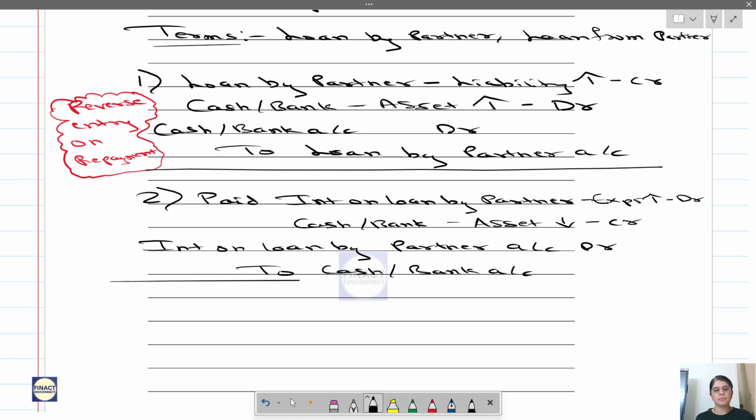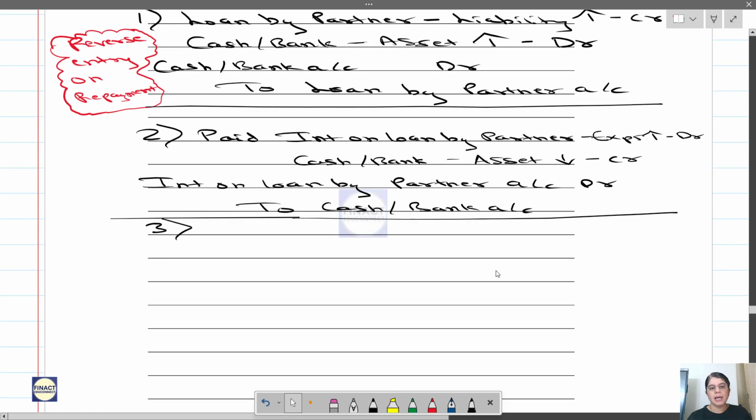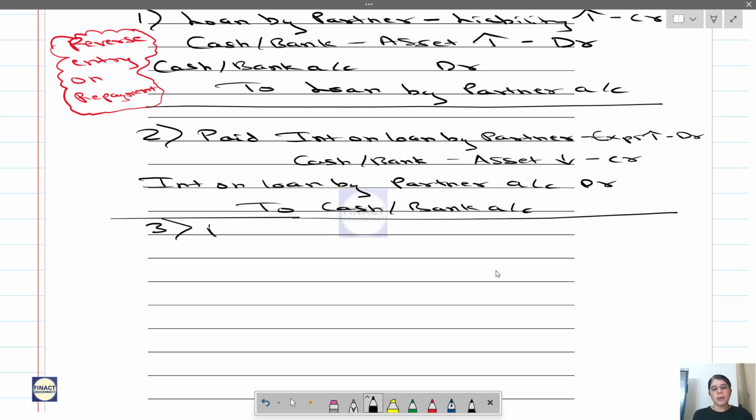Okay. Any doubts here? Is this clear? This is very easy, right? We have already done this in 11th standard. Normal debit credit rules I am applying to pass a journal entry. Now the third one. Let's say the interest is not paid or it is payable. Then what is the journal entry?